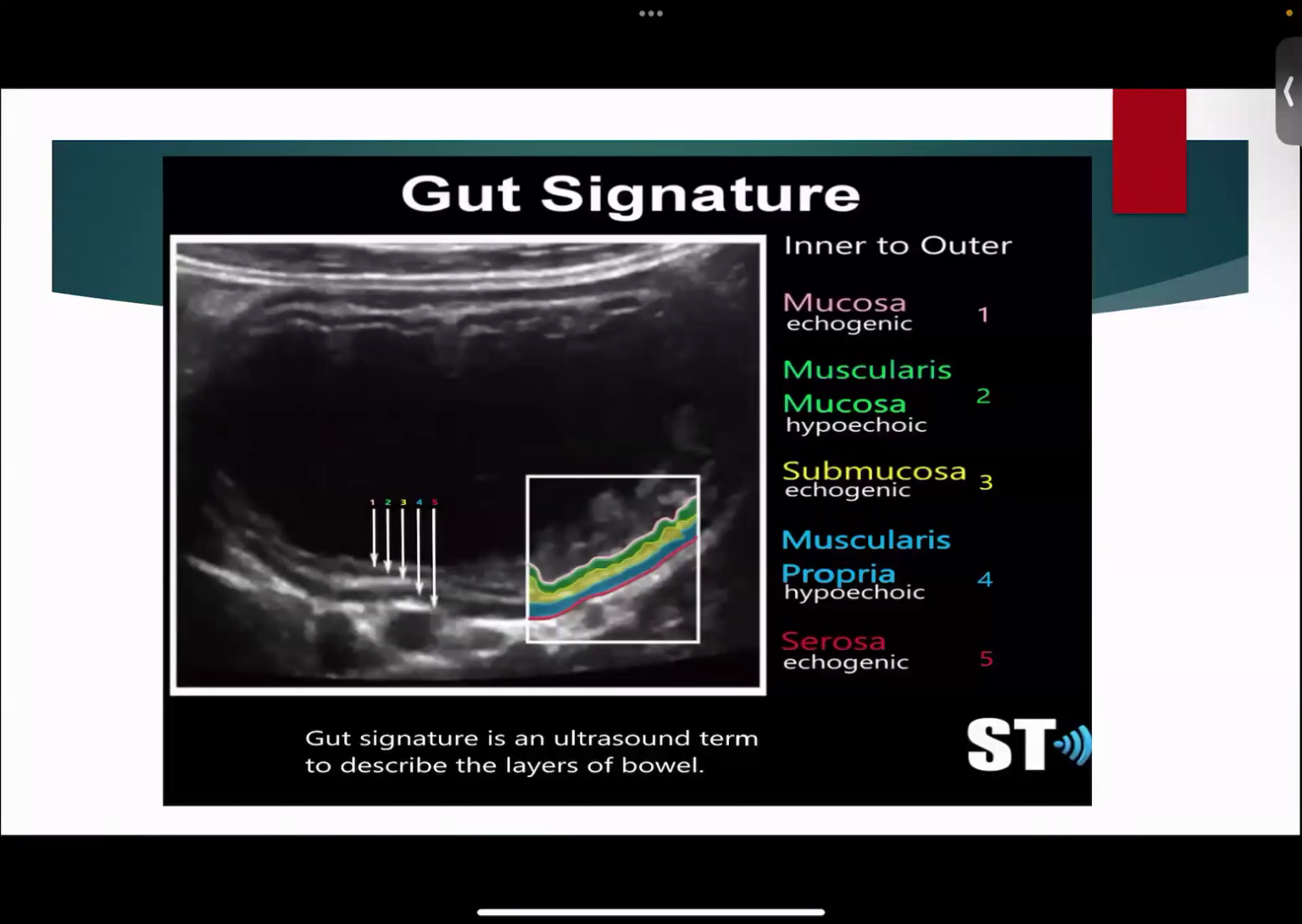The gut signature sign is the characteristic appearance of the layers of the stomach. This gut signature is not only in the stomach, but also in the esophagus, small bowel, and large bowel. From inner to outer, we have the mucosa, which appears echogenic. The muscularis mucosae appears hypoechoic, while the submucosa appears echogenic, and the muscularis propria hypoechoic, and the last layer is the serosa: five layers. Normally we must see this; if we have pathology, it causes destruction of these layers, which is the gut signature sign.